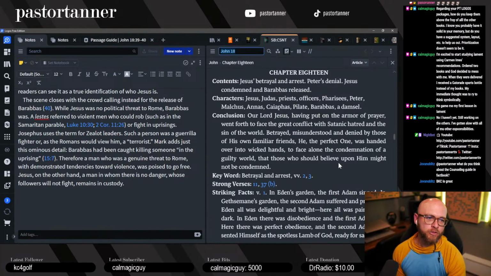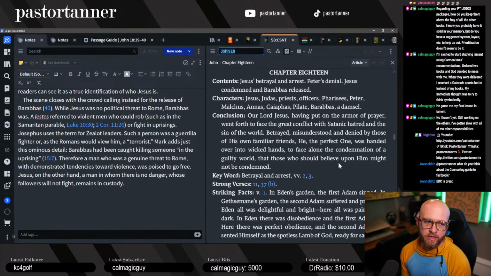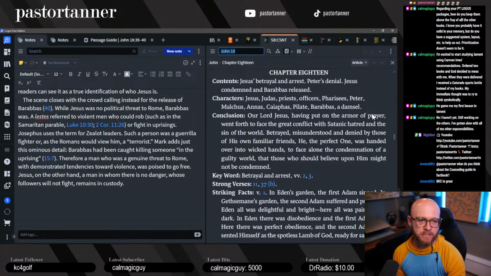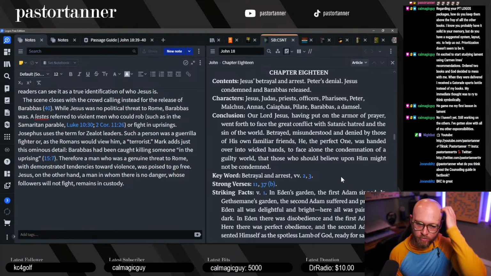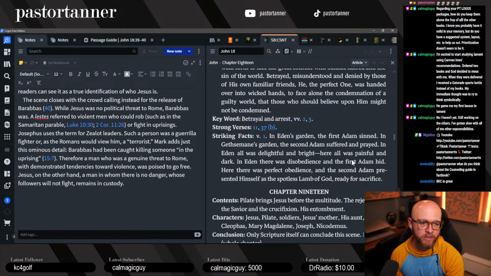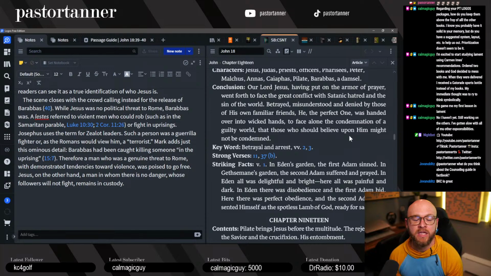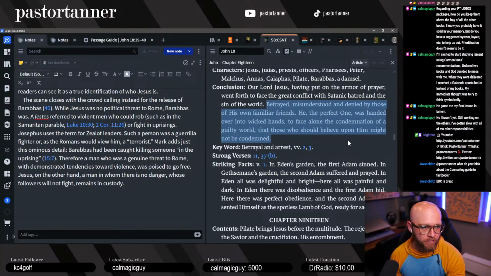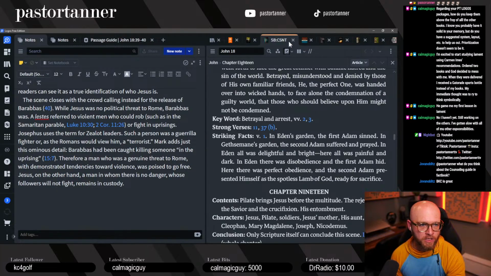Okay, Summarized Bible, chapter 18: Jesus' betrayal and arrest, Peter's denial, Jesus condemned, and Barabbas released. So it gives you all the characters, and I just like that these give quick summaries of chapters. It probably won't be a helpful resource for us with this study, because we're only grabbing 2 verses. So we have a really small section of the narrative here. But let's just look at the last one. Yeah, nothing here for us, but that's okay.